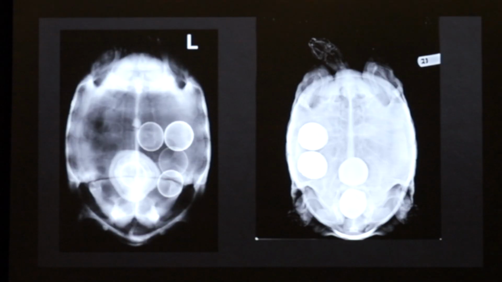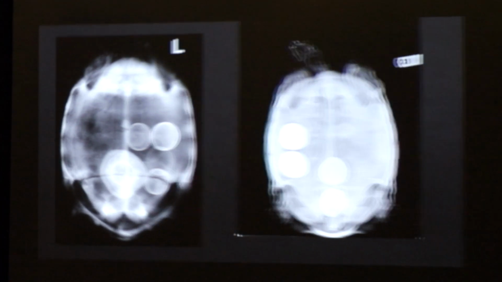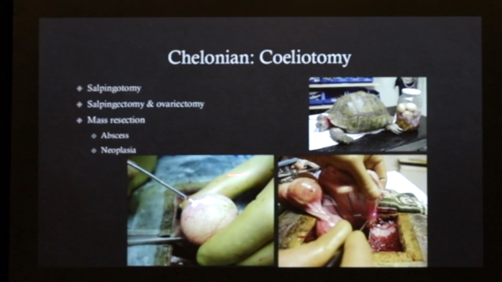How about oxytocin for these guys? What do you think? No. Definitely not. We already talked about why. Look how thick these eggs are. It's crazy. So that's not a good idea. So if we have eggs that look like that, then we have to get back to standard surgery for a lot of these chelonians.